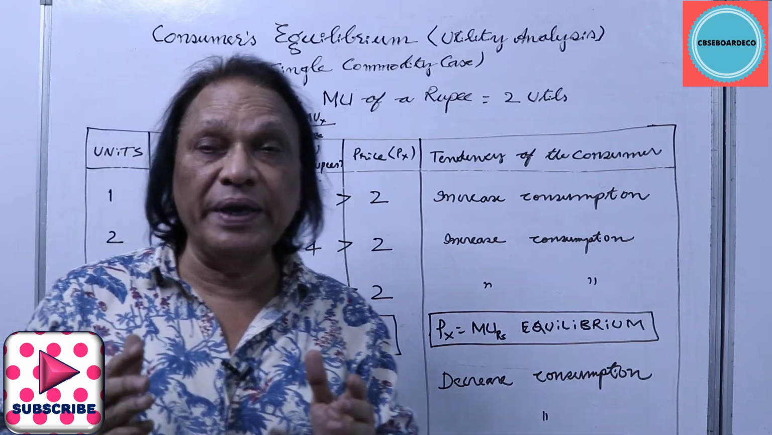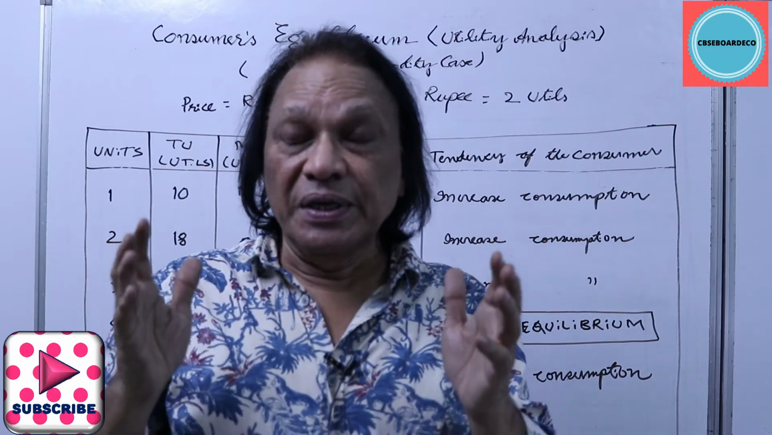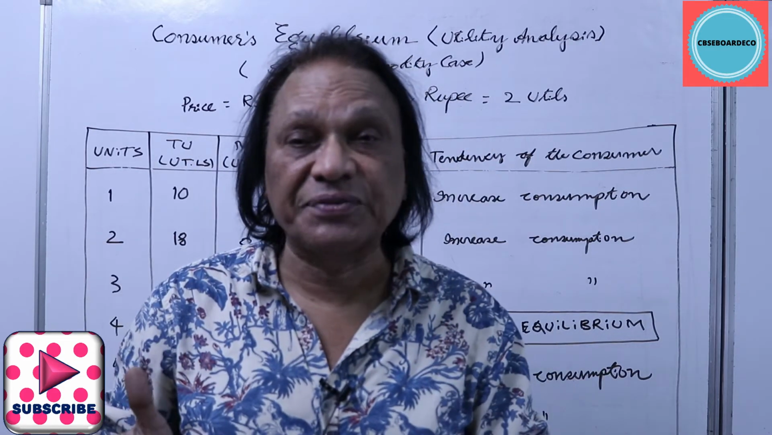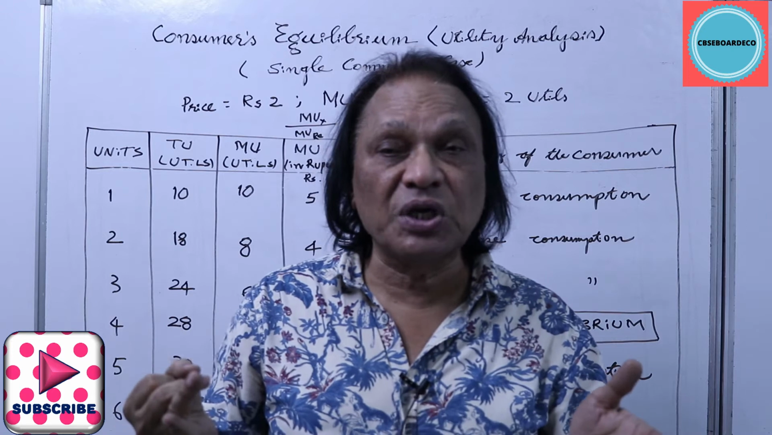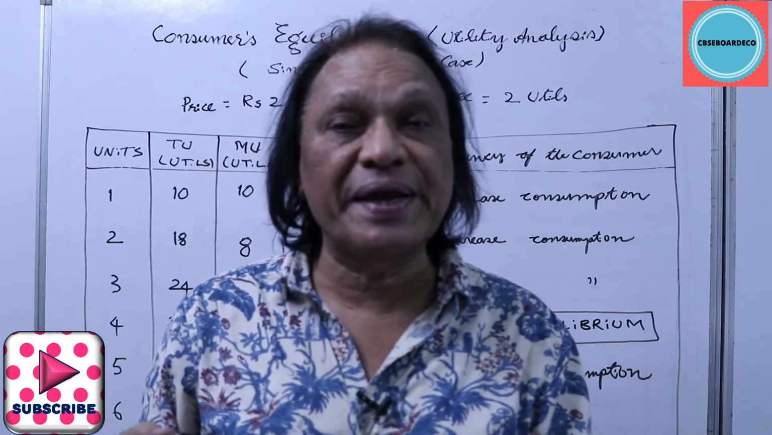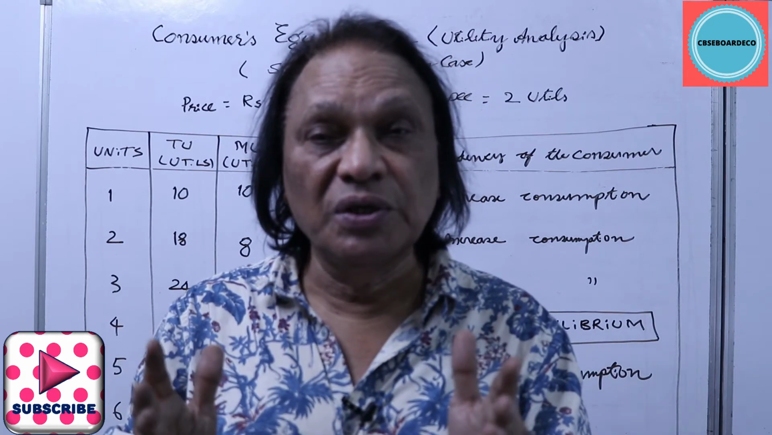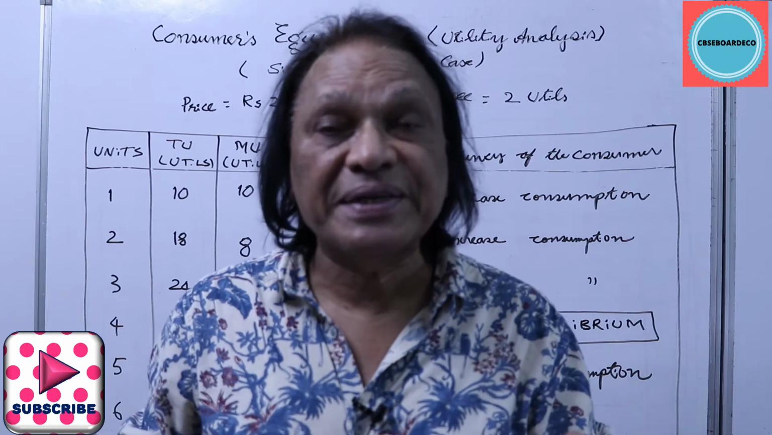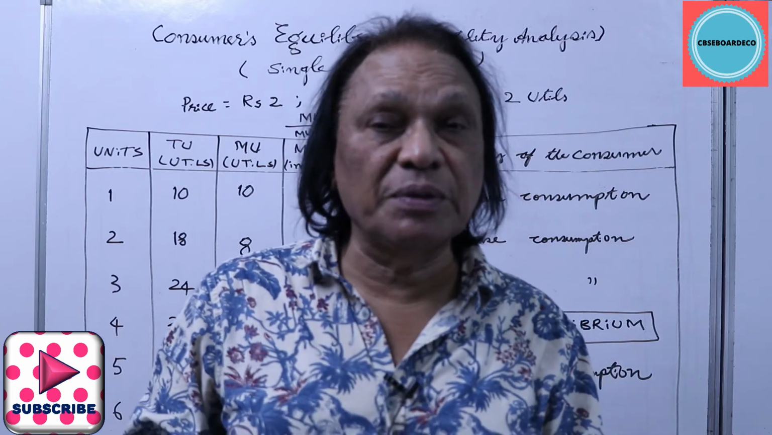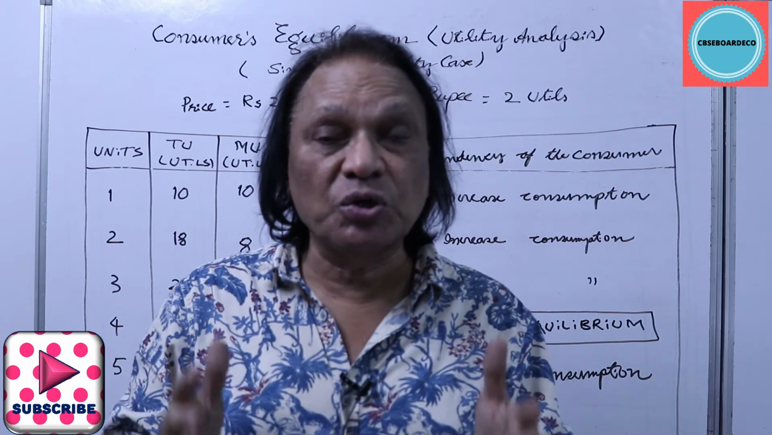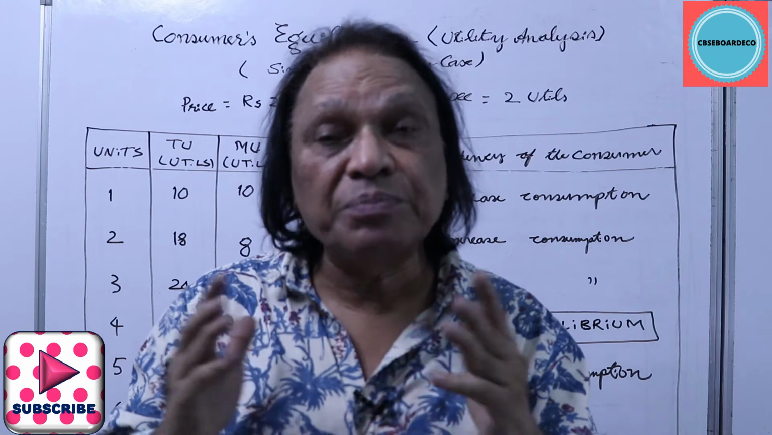We learn this equilibrium under a few assumptions. Number one, the consumer is rational, that means he wants to maximize his satisfaction. Number two, the income of the consumer is given, and he will be spending all of it. Number three, the price of the commodity is given and should not change. In our example, we have taken the price as ₹2 per unit. It may be an apple, an orange, whatever you like. Taste and preferences of the consumer should not change, and time should not change.